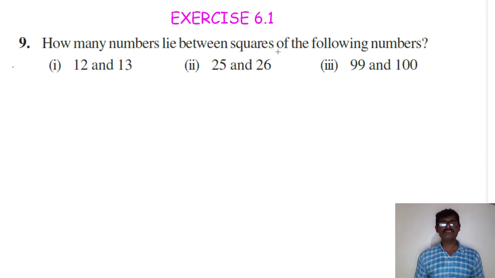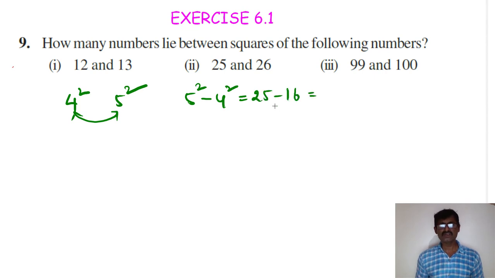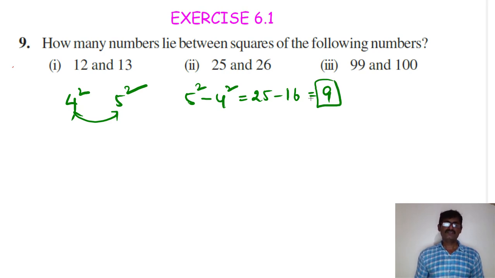How many numbers lie between squares of the following numbers? We know that between squares of any two successive numbers, how many numbers we have? Suppose we take 4 square and 5 square. The numbers between these two equal the difference of 5 square and 4 square, that is 25 minus 16, which is 9. One less than this number is 8. So there will be 8 numbers between 4 square and 5 square.